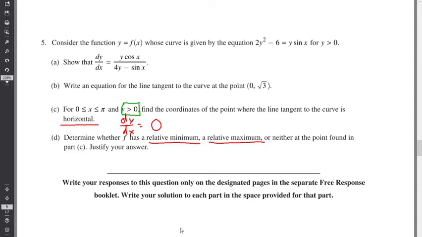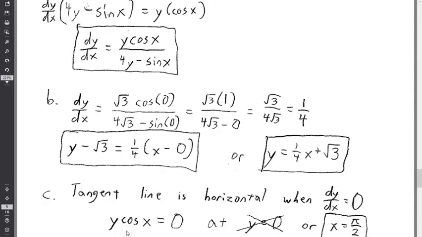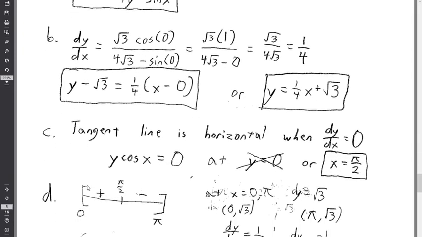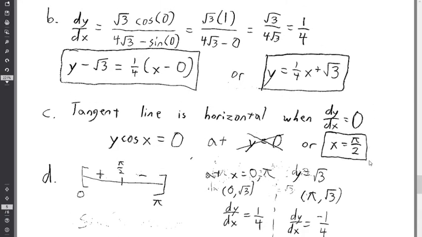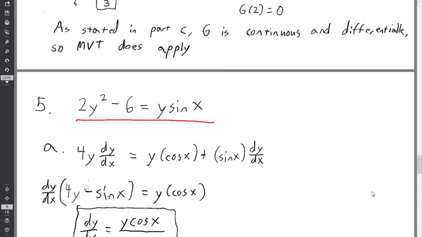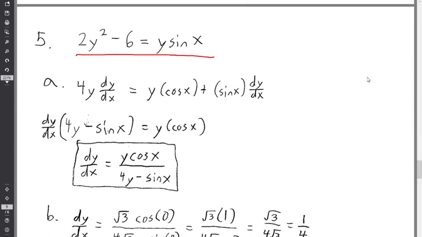So what I'm going to do to test that is plug in the endpoints. So we're analyzing from 0 to pi. What is dy dx doing? Well, at 0 and at pi, y is square root of 3. You can plug into the original function and find that.